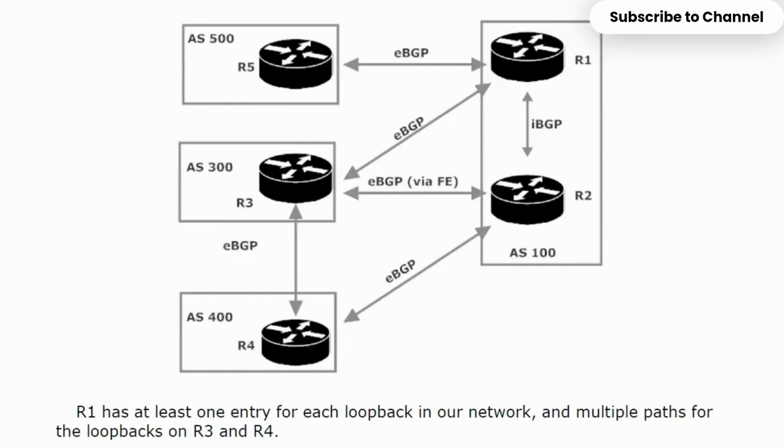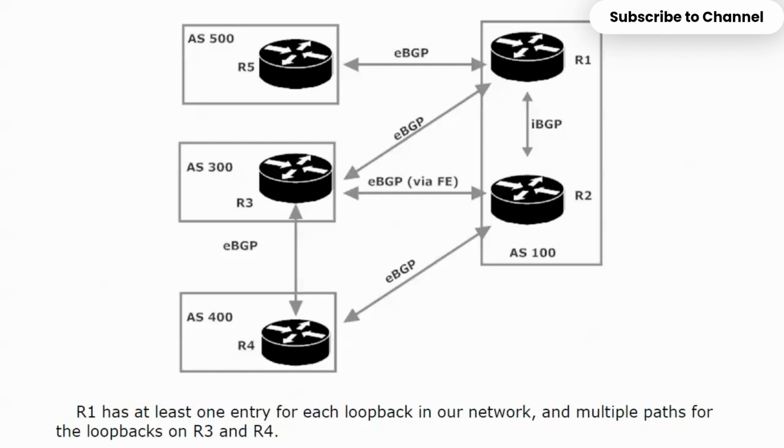So at this point, router 1 has at least one entry for every loopback in our network. That should be true of every router, but it'll have multiple paths for the loopbacks on routers 3 and 4. And that makes sense because router 1, to get to, say, router 3's loopback, it could go either directly to router 3 through its eBGP adjacency, or it could go down through 2 and then over to 3, and it could even go to 2 and then 4 and then 3. It's always nice to have redundancy. And to get to router 4's loopback, router 1 could either go straight through 3, or it could go down to 2 and then down to 4.